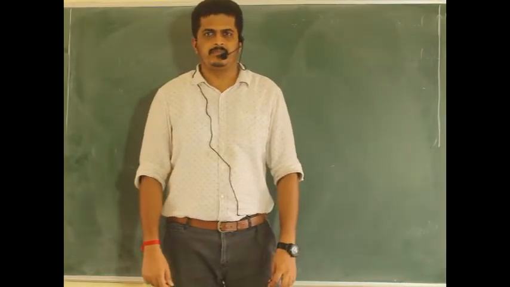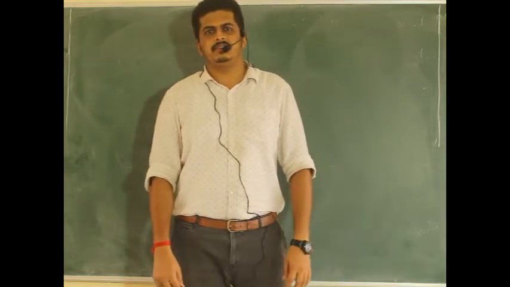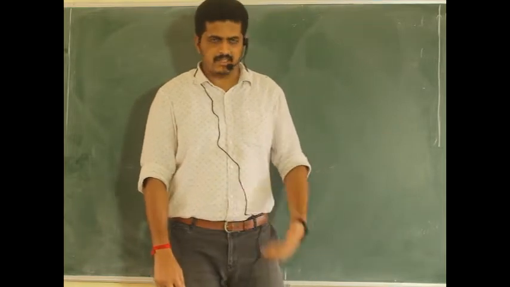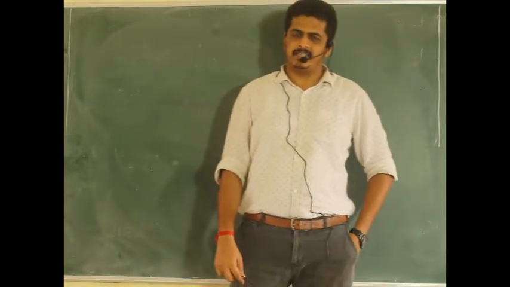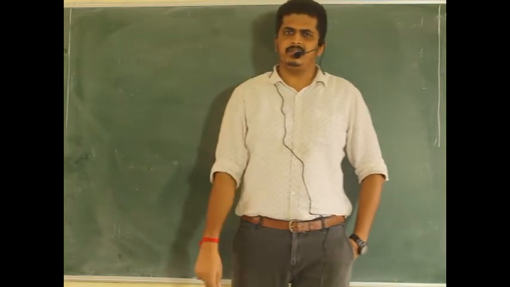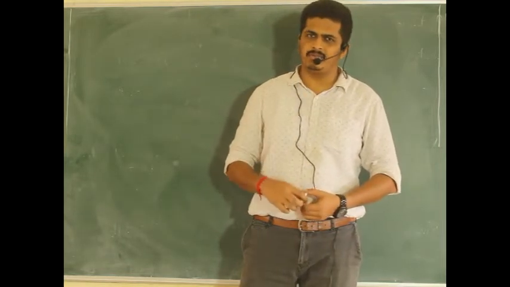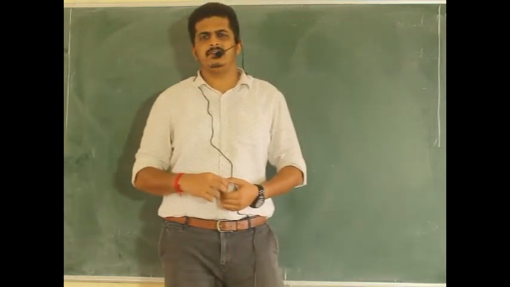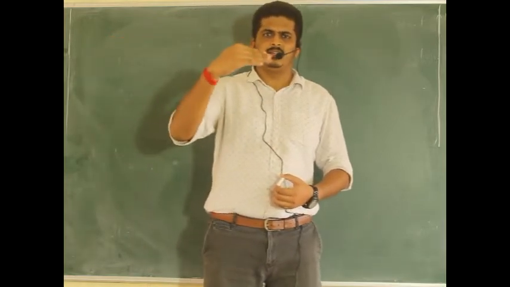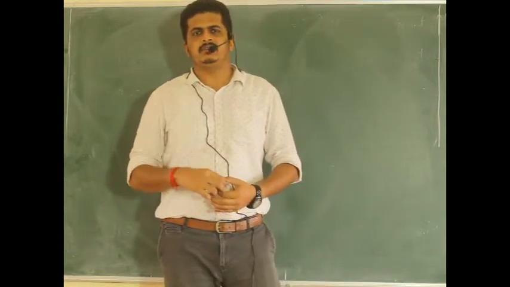Hello students. In the earlier session, we discussed dispersion of light. As I already explained, when a ray of light enters, for example, a prism, it splits into its constituent colors. According to the definition, dispersion is when a composite light splits into constituent colors, and that is known as dispersion of light.